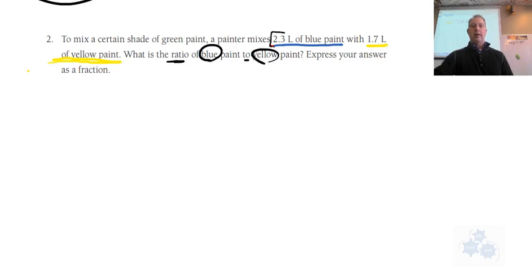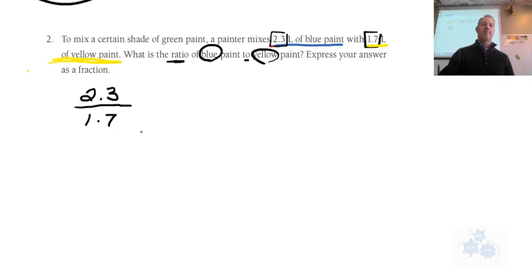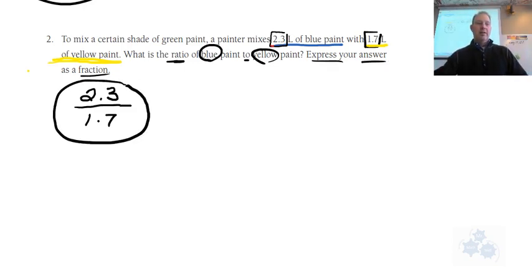Well, you look at the numbers. They have the same units, both in liters, and those are the numbers that we're going to compare. So the ratio, let's put it in another way. This is blue, and let's put it over top of the other one. So let's put the yellow on the bottom. What's the number that's associated with yellow? 1.7. Okay? Oh, actually, I didn't even read the rest of the question. Express your answer as a fraction. Okay, well, this is a fraction, right?